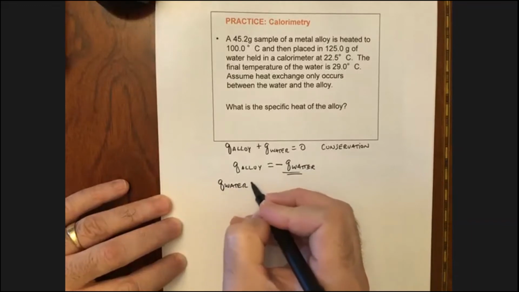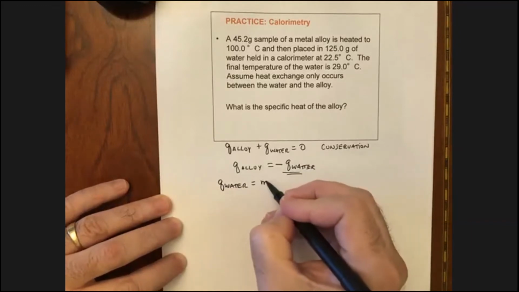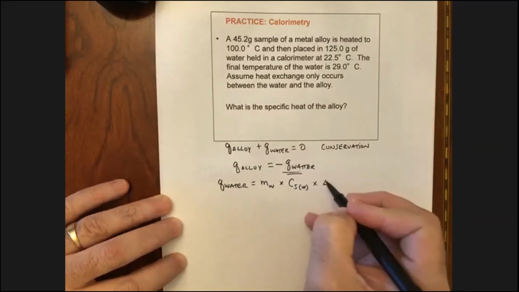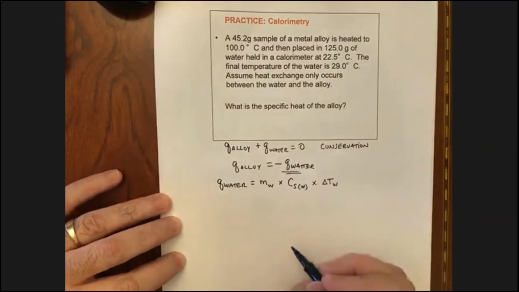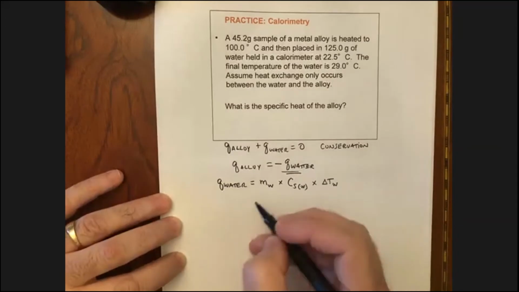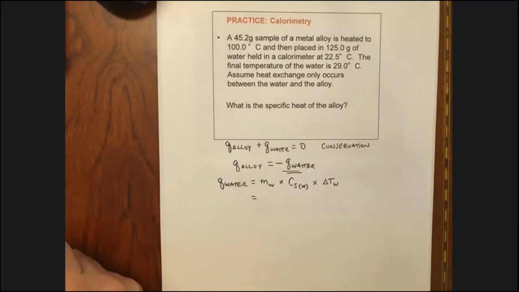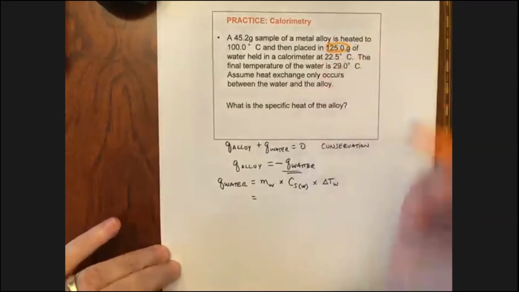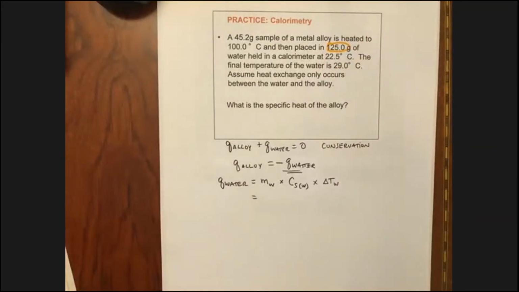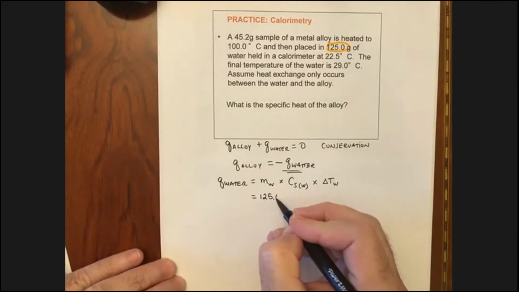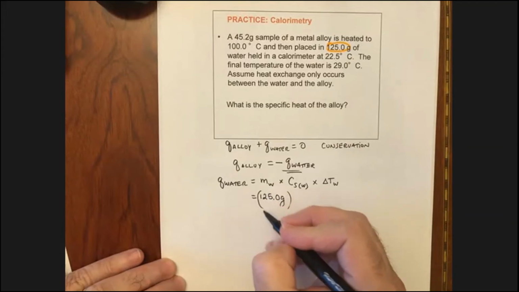Remember that we gave you the so-called MCAT formula, right? So this would be the mass of the water times the specific heat of the water times the temperature change of the water, all right? So let's see what those are. The mass of water is given here in the problem. They say it's 125.0 grams. So let's write that in there and make sure you write the units. This is going to be significant.